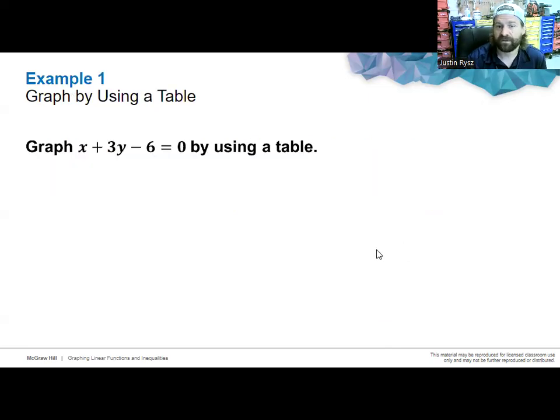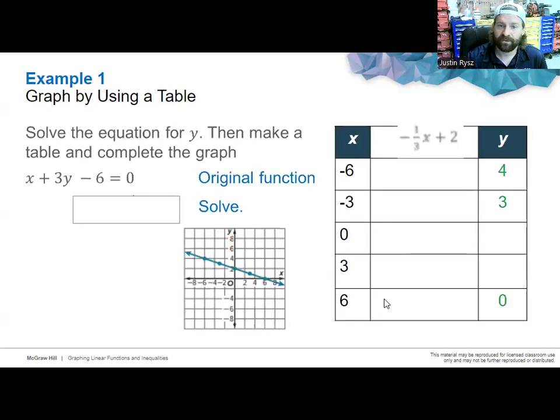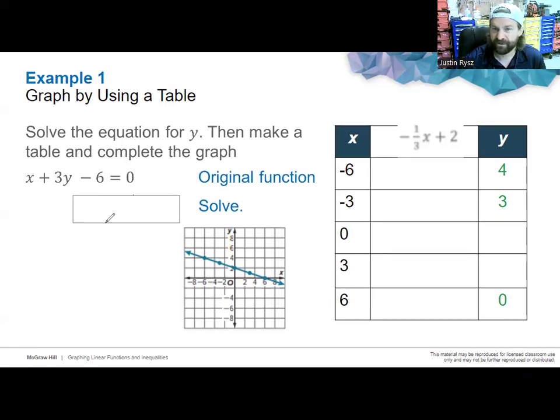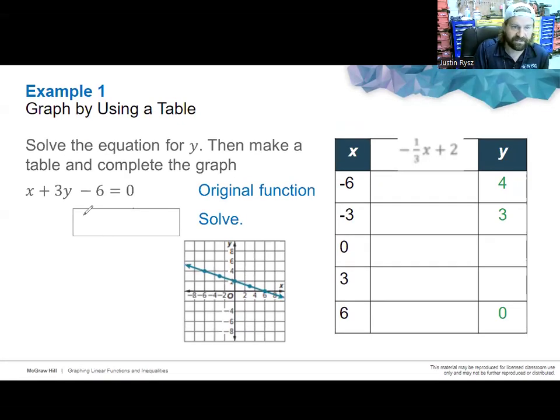One way that we can graph is by using a table. If we have x + 3y - 6 = 0, what we probably want to do first is get the equation with y by itself to be able to make a table. Let's work on that together, since we are now doing more mathy math stuff.